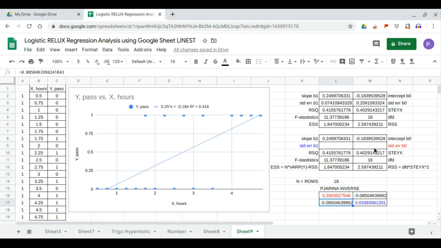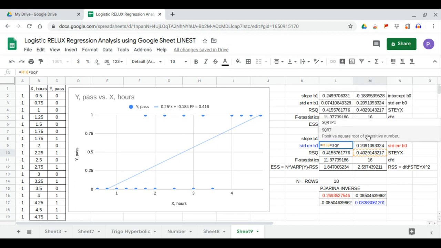Now we can calculate the standard error of B0, which is equal to STEYX times square root of the pseudo-inverse red. And this matches our LINEST output. Standard error value of B1, which is equal to STEYX times square root of the pseudo-inverse blue. And this matches our LINEST output. This completes the logistic regression analysis using the Google LINEST function.